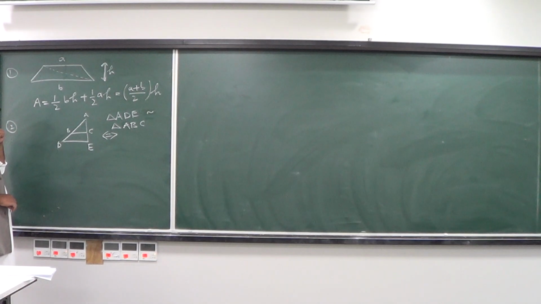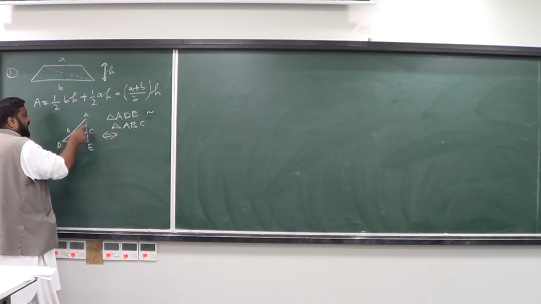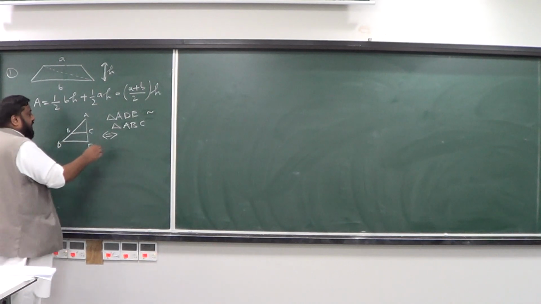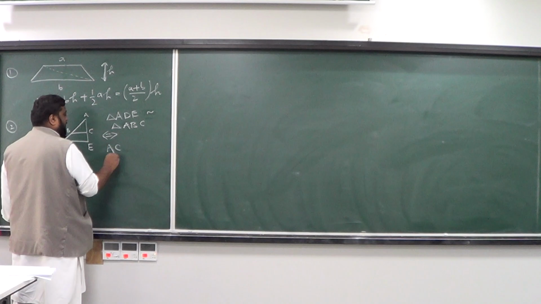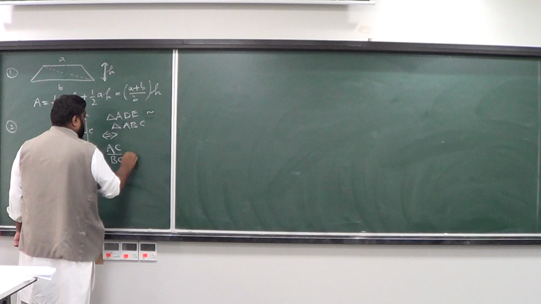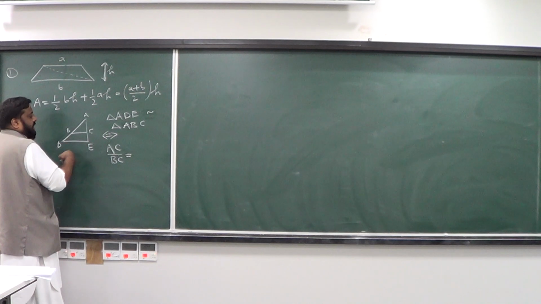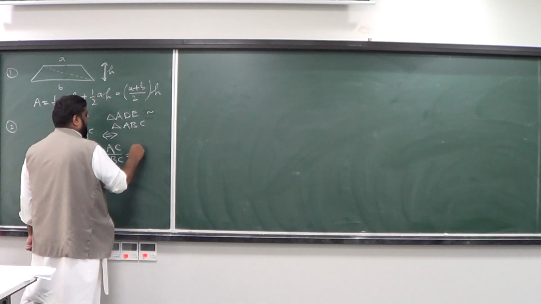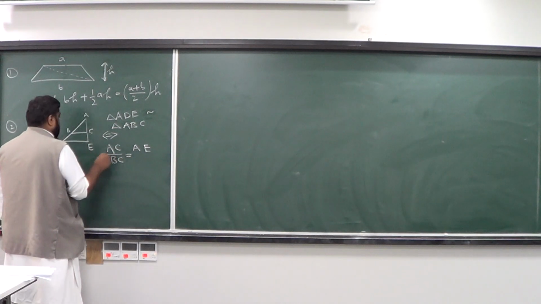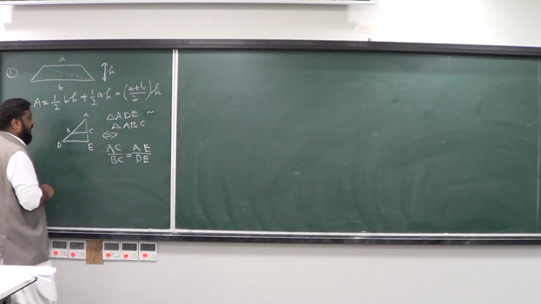So, for example, in this triangle ABC, if I take this perpendicular and divide by, for example, the base, say AC divided by BC, this must be equal to the perpendicular of the smaller triangle divided by the base of the bigger triangle. The perpendicular is, say, AE, divided by DE.